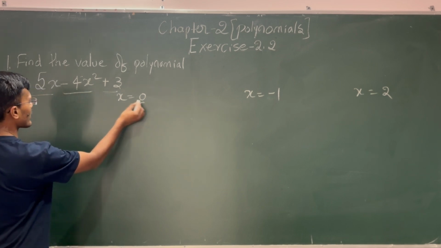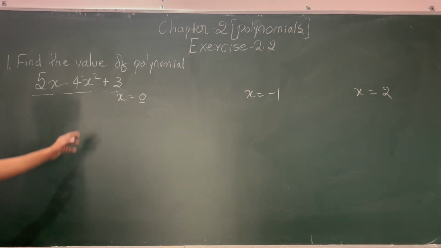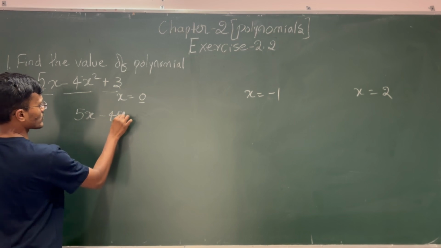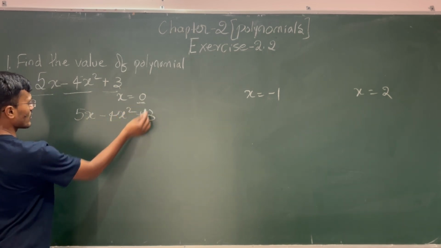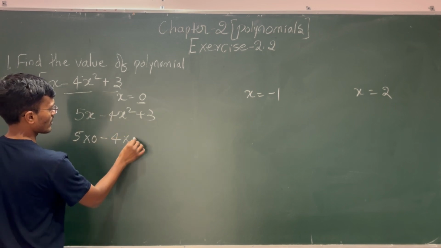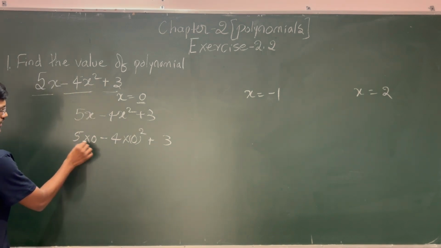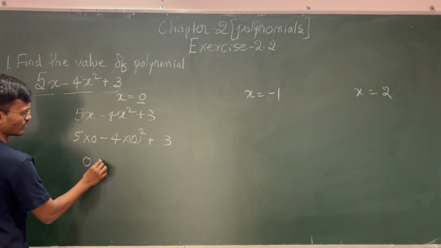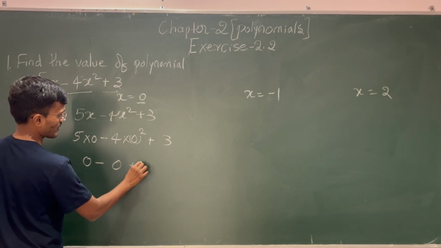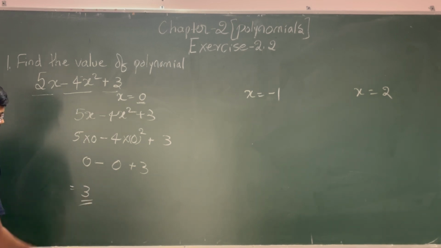So putting 0 in the equation 5x minus 4x square plus 3, as it is. So 5 into 0 minus 4 into 0 square plus 3. 5 into 0 is 0, minus 4 into 0 is 0, and plus 3. So the answer is 3.